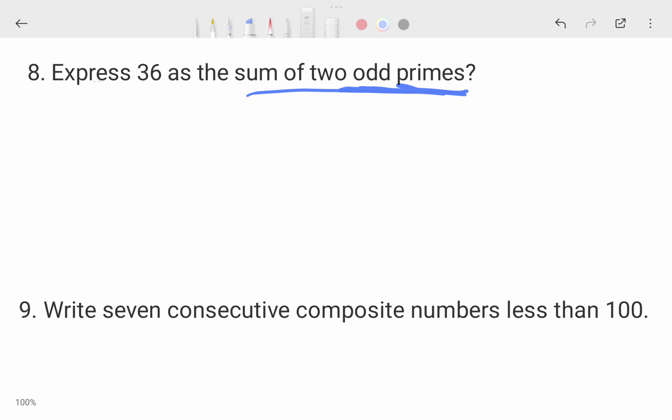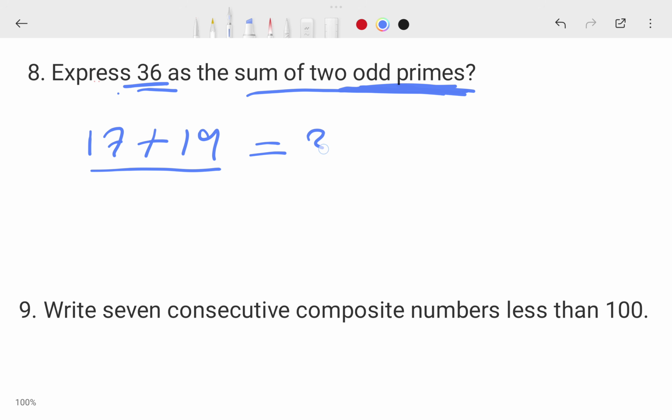So here what this question is telling, we have to express 36 as a sum of two odd prime numbers. We have to write two odd prime numbers, and when you add these two, the answer has to be 36. This is 17. 17 is an odd number, yes, it is there. Is 19 also a prime number? Yes. If you add these 2, you get 36. What is this question telling? The question is telling you to add two odd prime numbers.